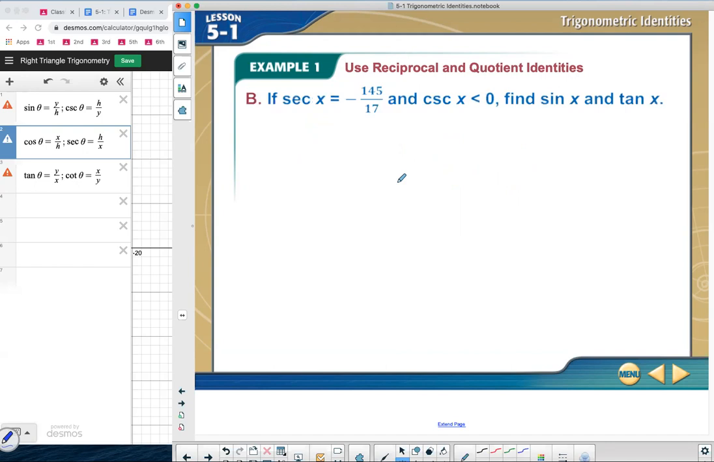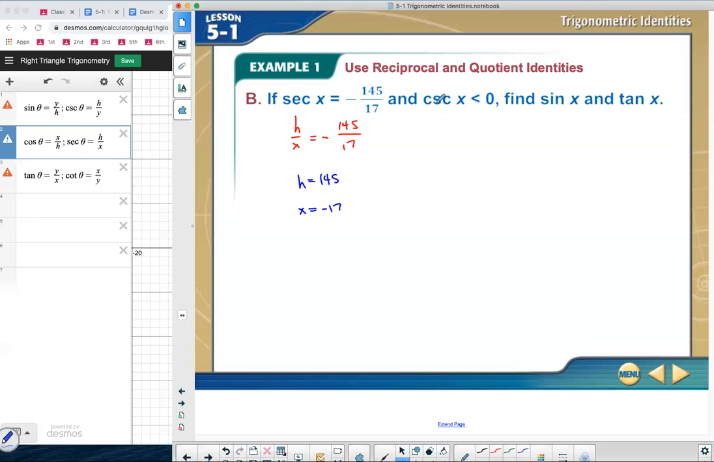So let's try this part B here. If secant is negative 145 over 17 and cosecant x is less than 0, find sine and tangent. Okay, let's do identities here. Secant is h over x. So h over x equals negative 145 divided by 17. And I want to remind you of a rule we learned. H is always positive. That means h is positive 145 and x is negative 17.